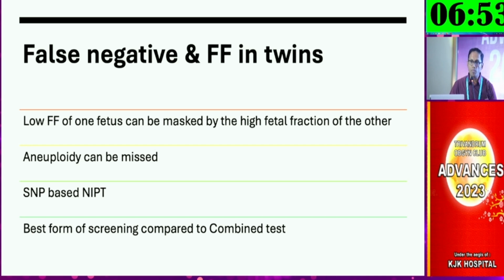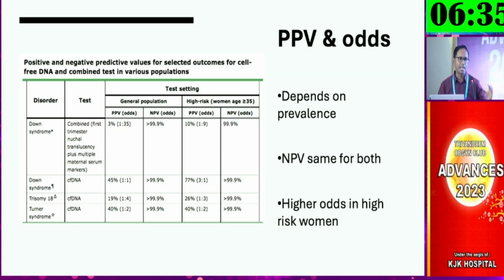And NIPT is a far better test than the combined test for twins. So if you ask me in twins, which is the best test, I would say it is to do a good NT scan and follow it up with an NIPT, because your detection rate here is going to be much higher. Now what if you get an NIPT positive result?